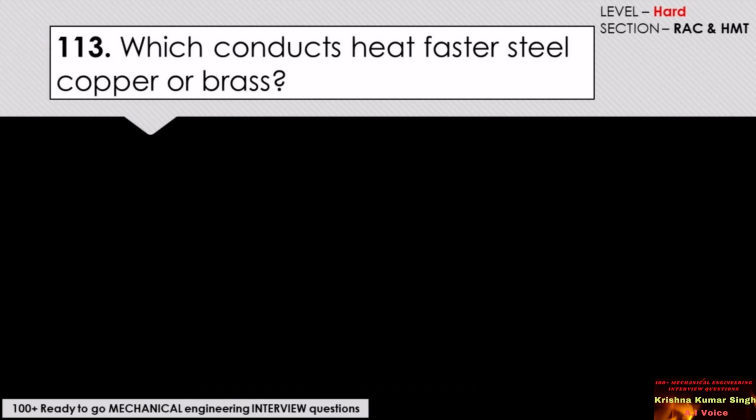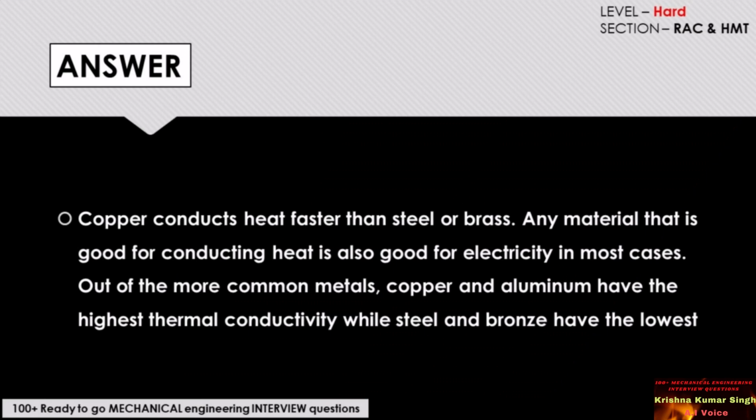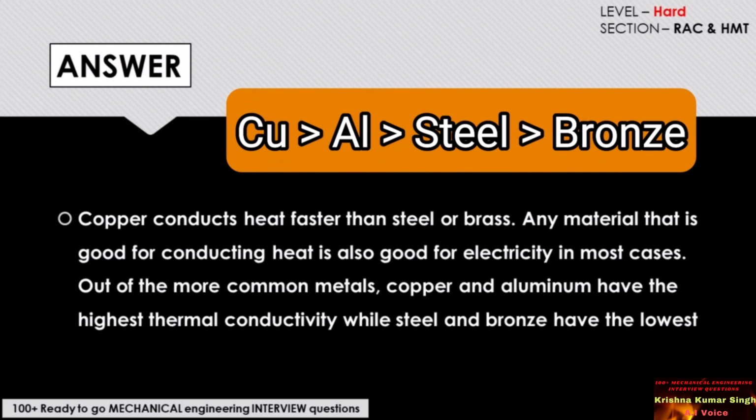Which conducts heat faster? Steel, copper, or brass? Copper conducts heat faster than steel or brass. Any material that is good for conducting heat is also good for conducting electricity in most of the cases. Out of the more common metals, copper and aluminum have the highest thermal conductivity, while steel and bronze have the lowest.